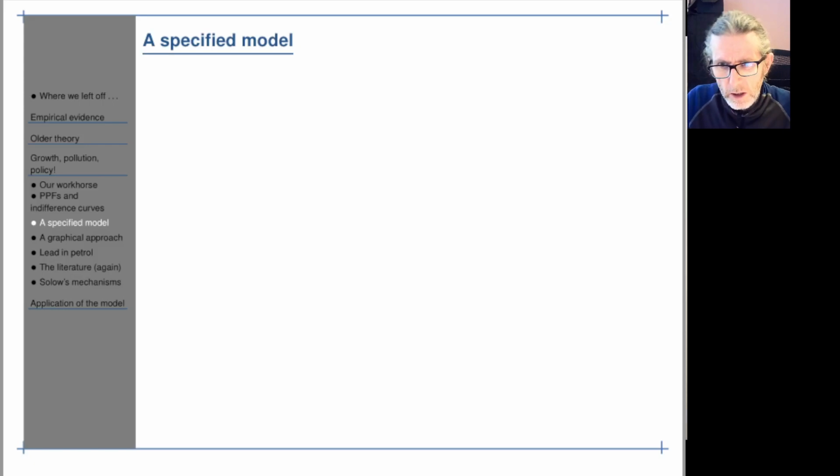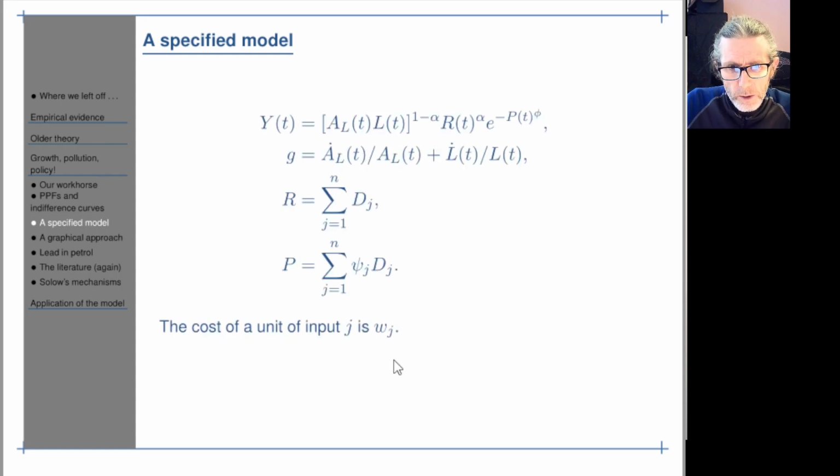Okie doke. So now we're going to look at the specified model, especially since we didn't properly go through the theory of the general model, to get an idea, do some math, and get a better grip on the intuition. So let's see what's going on in this model. So what have we got?